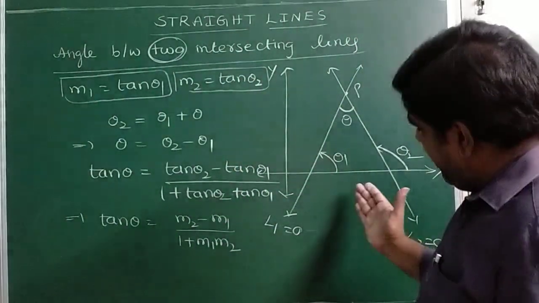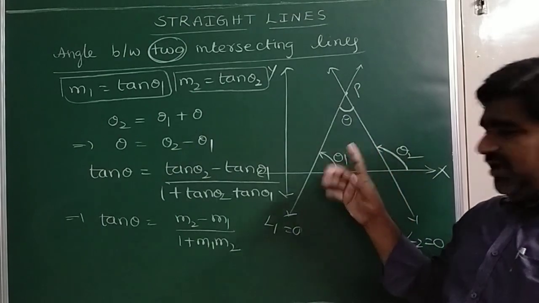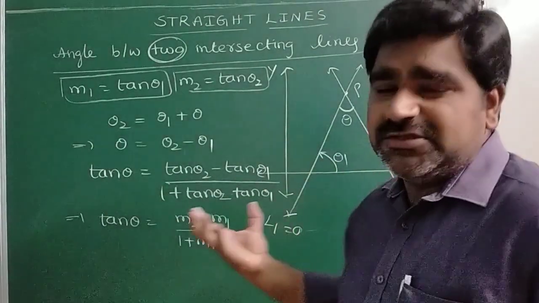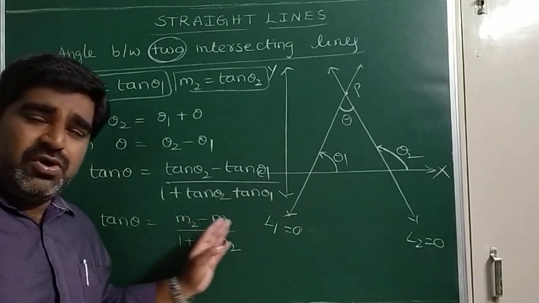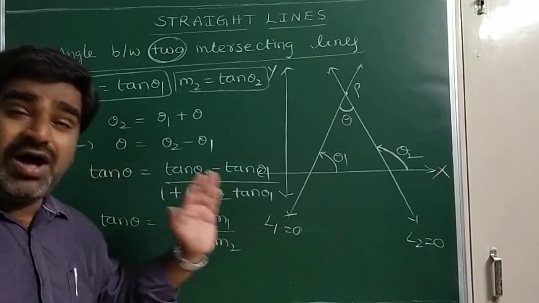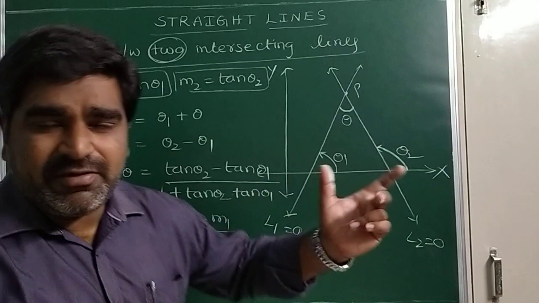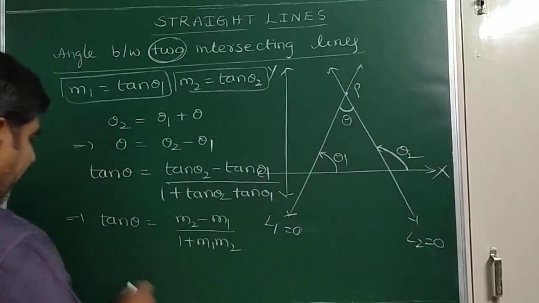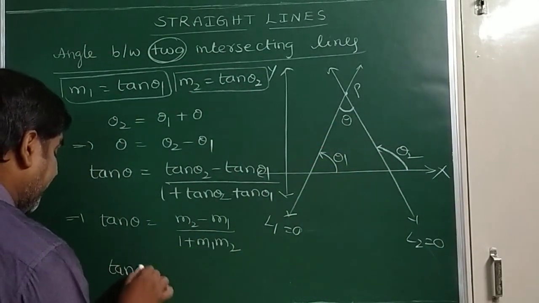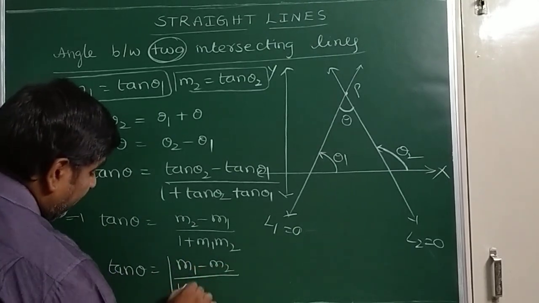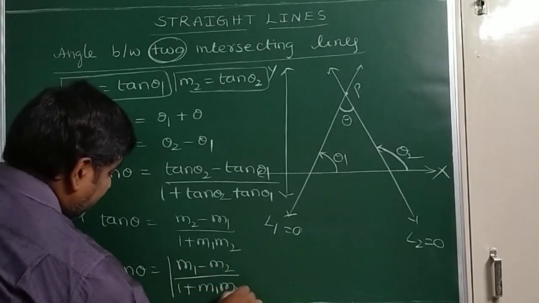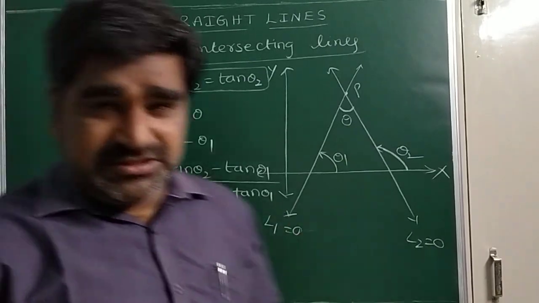Sometimes, depending on which is theta 2 and which is theta 1, m1 and m2 may interchange. The formula is tan theta equal to m2 minus m1 by 1 plus m1 m2, or tan theta equal to m1 minus m2 by 1 plus m1 m2. That's why we have to write modulus there. So tan theta is equals to modulus of m1 minus m2 by 1 plus m1 m2. But that is not the only reason to take the modulus.